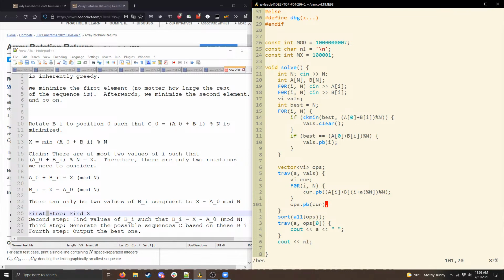And now there's a convenient trick for comparing the vectors. We can just use the sort function on the vector of vectors, and that'll sort them lexicographically, and then the vector that comes first will be the minimum vector. And so I iterate over the elements of the minimum possible vector and print them out.